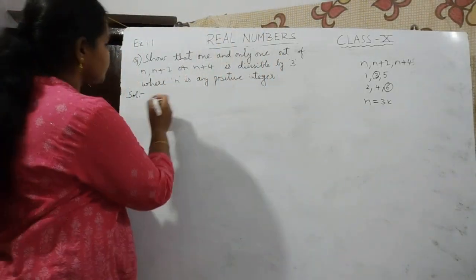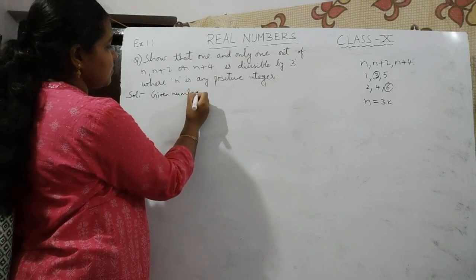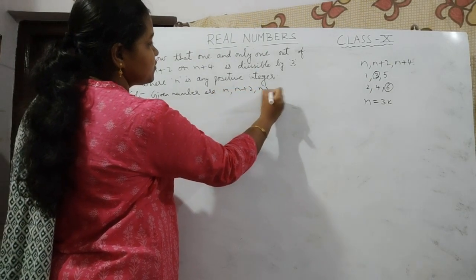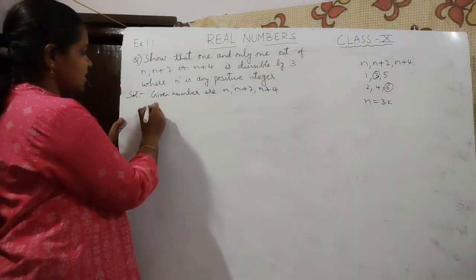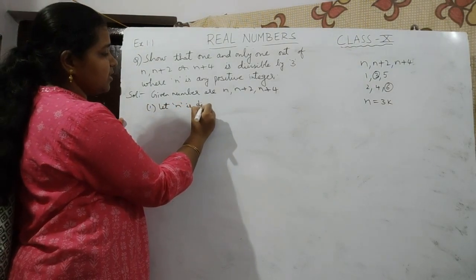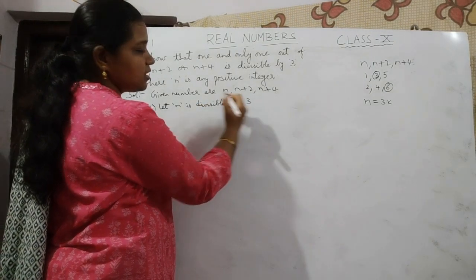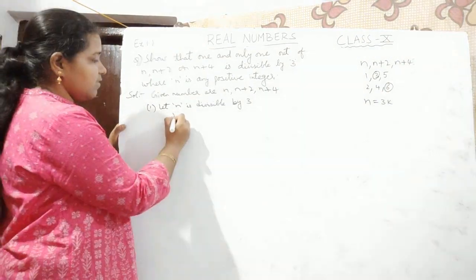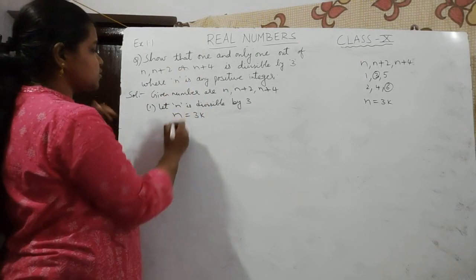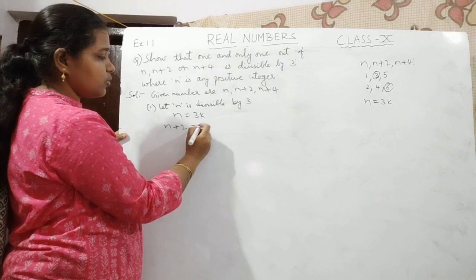Okay. So first, what are the given numbers? The given numbers are n, n plus 2, n plus 4. So let us take the first case. Let n be divisible by 3. We are taking n divisible by 3, so n is of the form 3k. I can write n is equal to 3k. Now what is n plus 2? Check it.